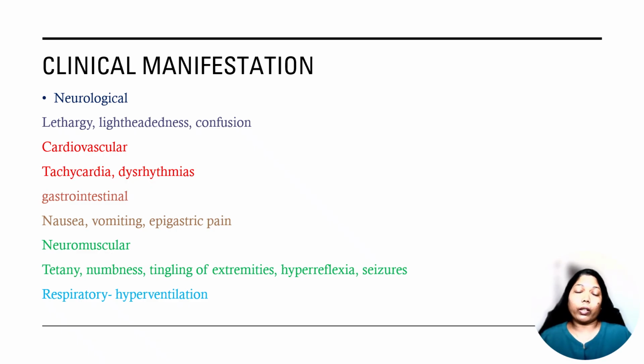And the cardiovascular symptoms are related to electrolyte imbalances. In alkalosis, potassium will be decreased. In acidosis, potassium will be increased. So the cardiovascular symptoms are related to hypokalemia. Also there will be hypocalcemia too. So there can be tachycardia and dysrhythmias.